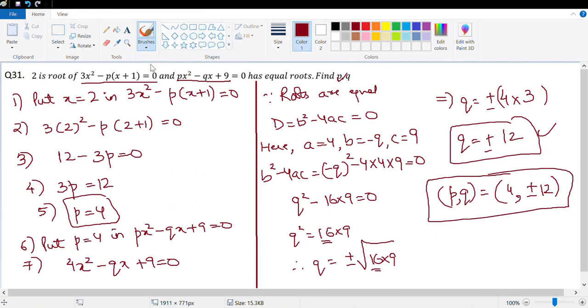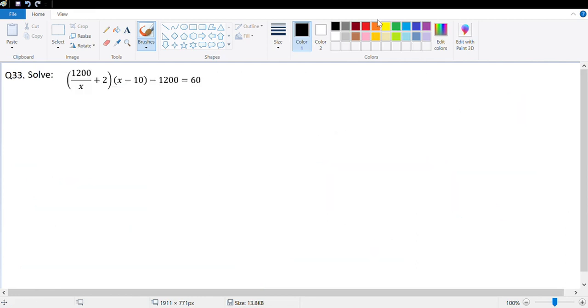The next question that we have is question number 33. It says solve, and it's not a quadratic as given, we'll have to convert this into a quadratic for now. Okay, so let's multiply the numerator. First, let's take the LCM here. So the LCM here would be 1200 plus, so the numerator will become 1200 plus 2x. In the denominator, I have x. This is getting multiplied with x minus 10 minus 1200 is equal to 60.